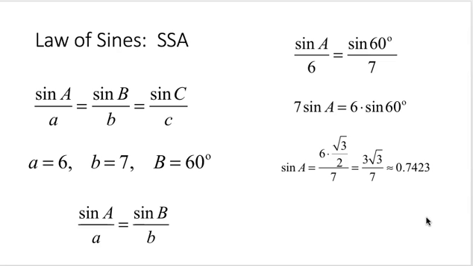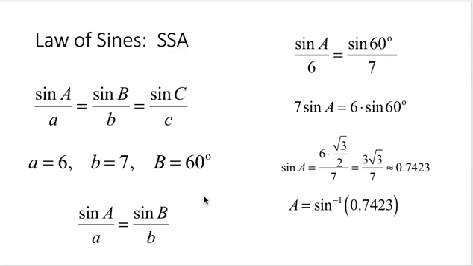If that's the case, we have two possible answers. We have a first quadrant answer where sine of A is 0.7423. We'll get that with inverse sine. A could be the inverse sine of 0.7423, but we could also have a second quadrant angle, because if sine is positive, we also have a quadrant 2 solution. That's why this can be ambiguous.